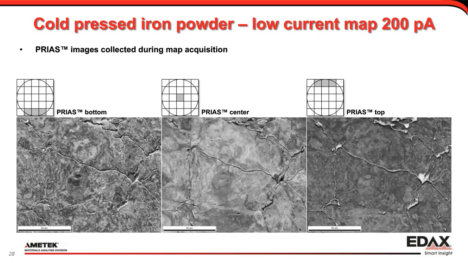And of course, we can also use this detector to collect our PRIAS images. PRIAS, in case you've not heard about it yet, is the Pattern Region of Interest Analysis System. It's a nice acronym, thanks to my American colleagues. I would never have come up with anything like it, I'm afraid.